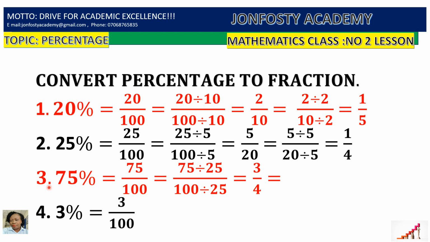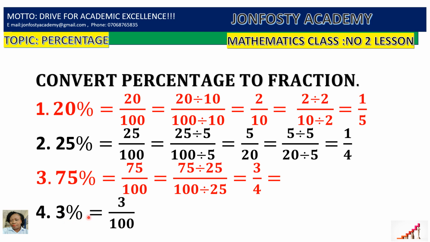Our question 3 says convert a percentage to a fraction. So we have to convert 75% to a fraction. And here we have 75 over 100 as our first step. We further divide 75 by 25, and we divide 100 by 25 again. That was how we were able to bring it to 3 all over 4, which is our final answer.